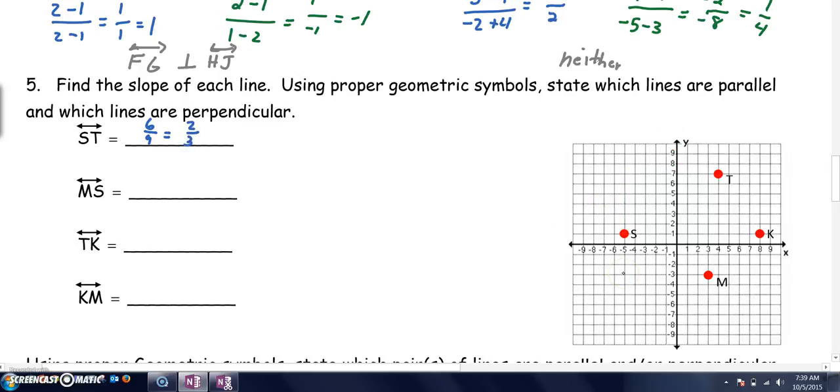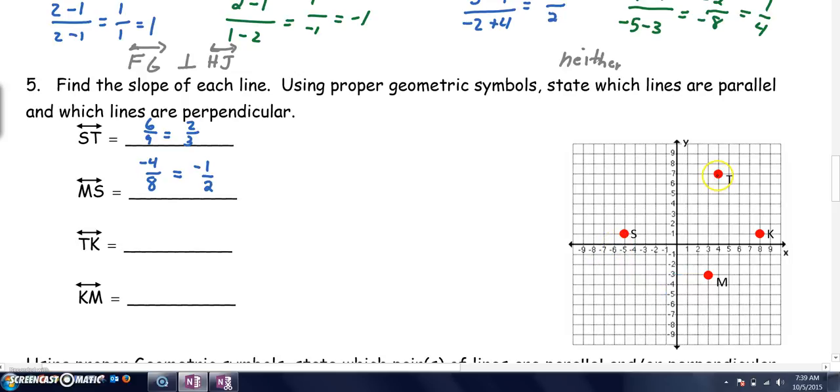Then we need to find the slope of MS. So we can start from either point. I'm going to start from the one on the left. So from S, I go down 1, 2, 3, 4. I go over 1, 2, 3, 4, 5, 6, 7, 8. So my slope is -4/8, which reduces to -1/2. Make sure we're always reducing our slopes.